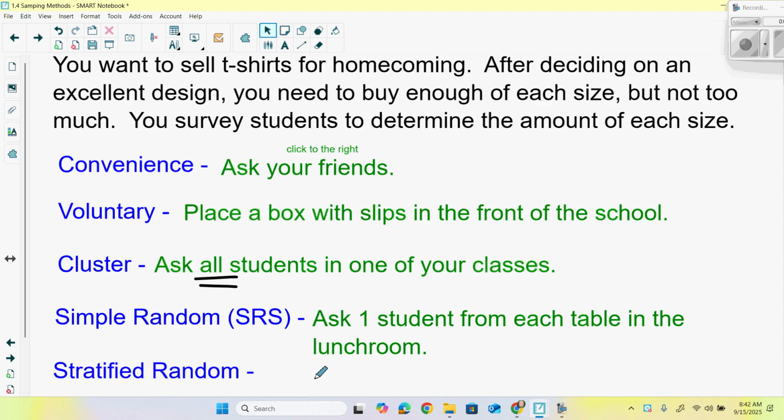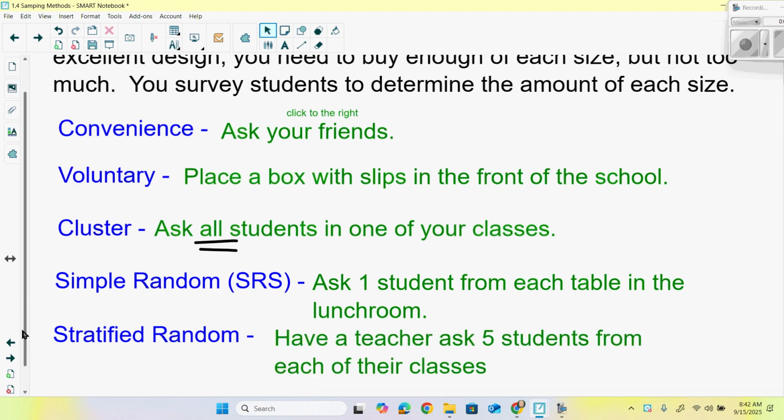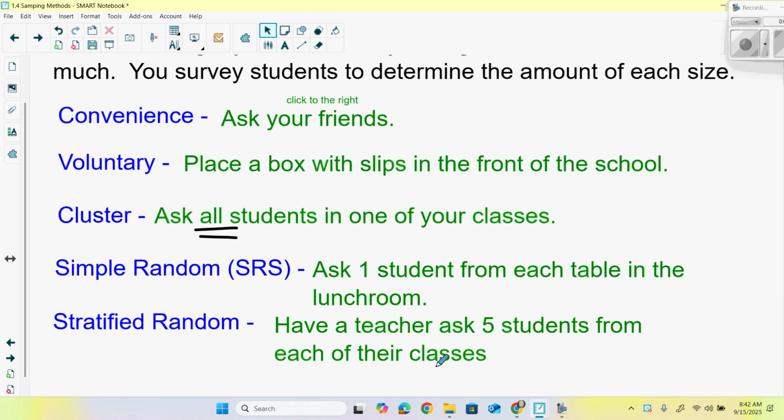And then finally, stratified, you could have a teacher ask 5 students from each of their classes. Maybe you could have all teachers. Let's do that. Let's have all teachers ask 5 students from each of their classes, because you're going to be catching the entire population of the school, but you're doing it in kind of a random way. So these are the ideas that we're going to be using when we try to determine information for a whole population by just looking at a sample.